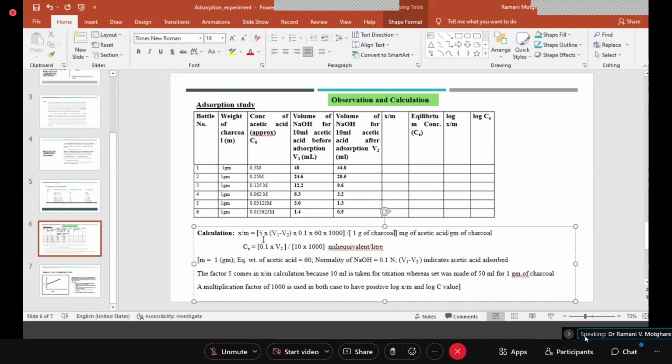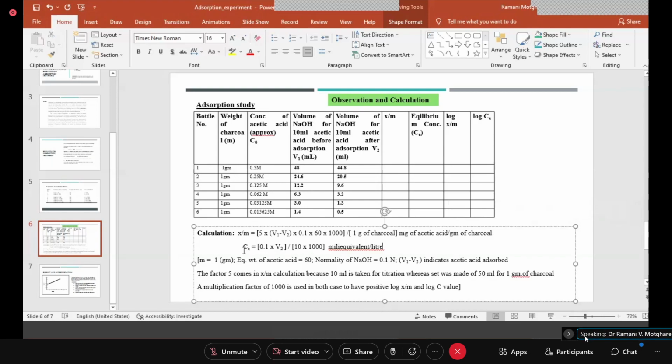Okay, so X by M comes out to be 5 into V1 minus V2 into the molarity of NaOH into 60. Now, if you multiply this by 60 upon 1 gram charcoal, for 1 gram charcoal, it is the quantity. If you just multiply it by 60, that means grams of acetic acid per gram of charcoal. Okay, so if you multiply it by 1000, this 1000 will give you milligrams of acetic acid adsorbed per gram of charcoal. So that's why I'm writing 1 gram of charcoal.